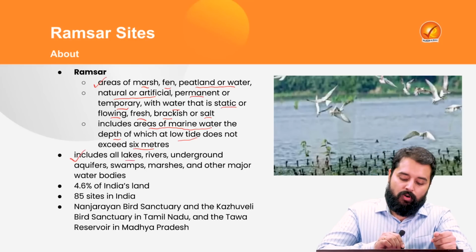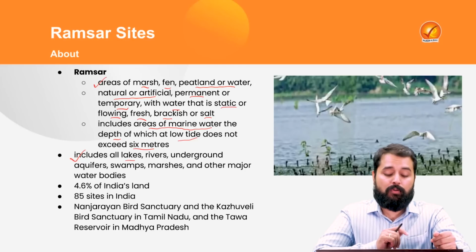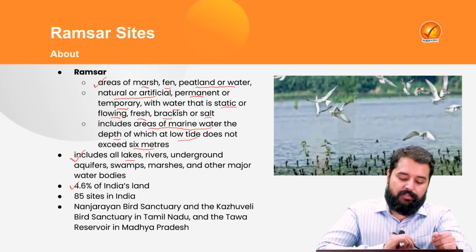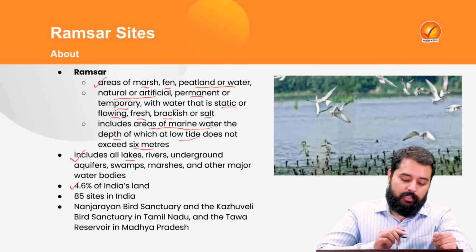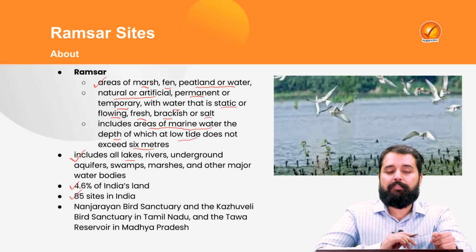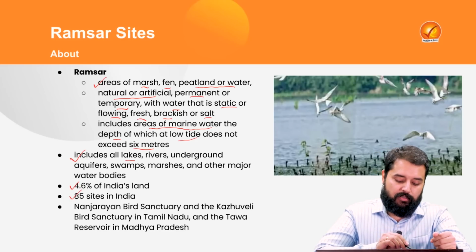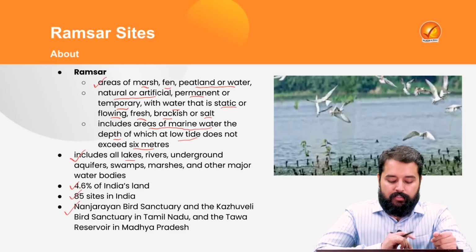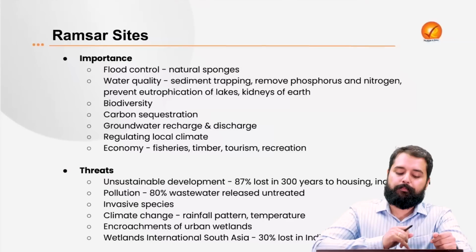Therefore, it includes all the lakes, rivers, underground aquifers, swamps, marshes and other major water bodies in India. India has a lot of wetlands. About 4.6% of India's land is considered to be wetland, and there are 85 Ramsar sites in India now. There is the addition of 3 more sites now: Nanjarayan Bird Sanctuary, the Kazhuveli Bird Sanctuary in Tamil Nadu and the Tawa Reservoir in Madhya Pradesh.